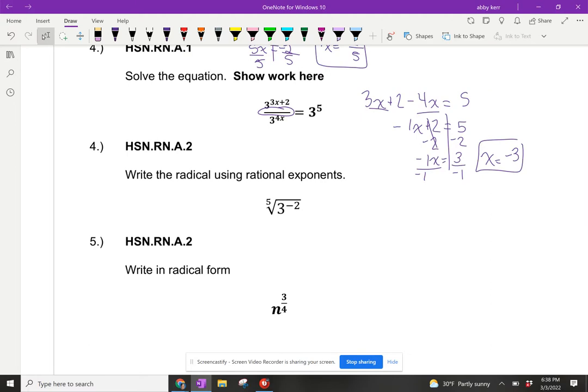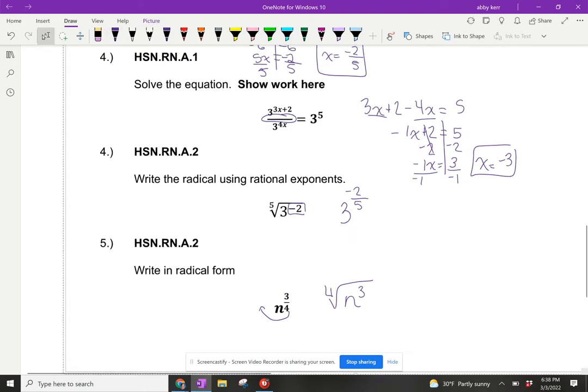And then lastly, for number 4, all we're doing is rewriting. We have 3. This goes up over 5, and then the base will stay inside the radical. We're going to kick the 4 out. So it's the fourth root of n to the third power.